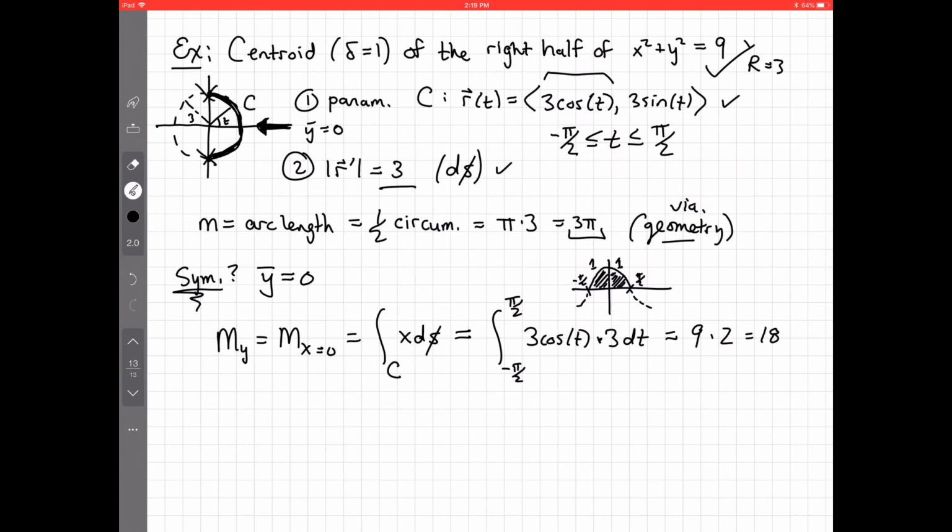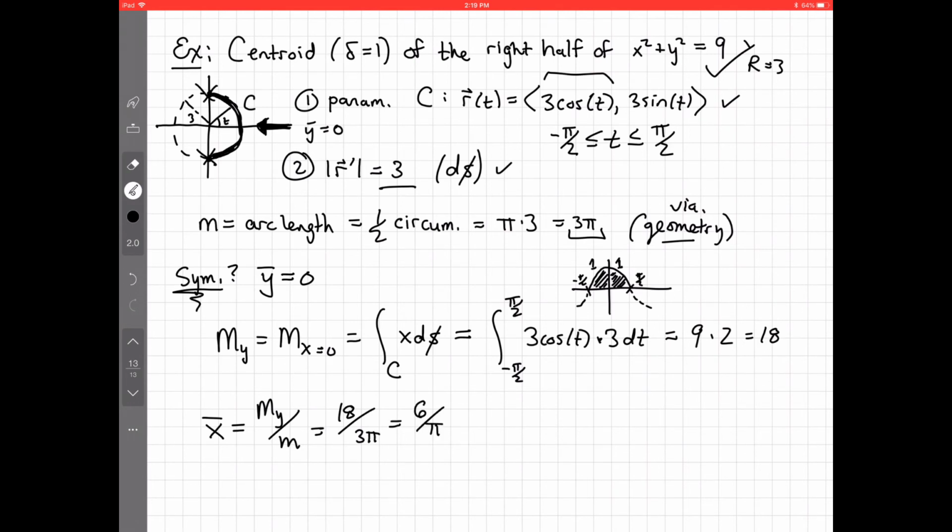If you don't like that, you of course could integrate cosine as sine and evaluate it at pi over 2 and negative pi over 2, and you'd eventually get that the answer is 9 times 2, but this is easier. All right, finally, x bar is moment over mass. That's 18 divided by 3 pi. So in other words, this is 6 over pi.